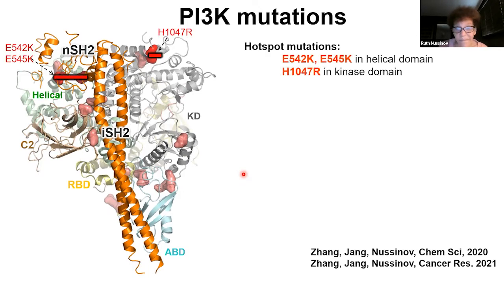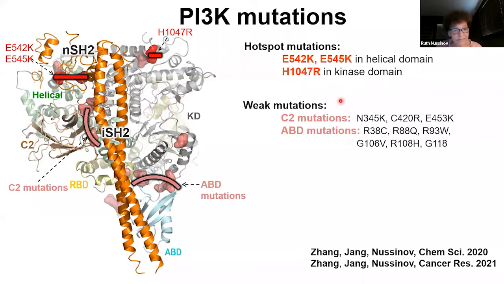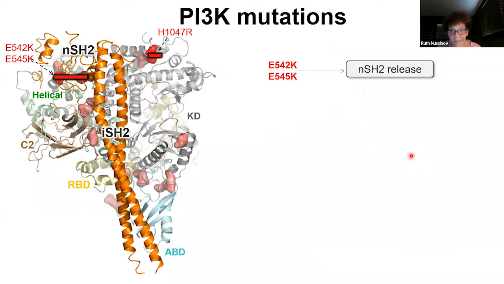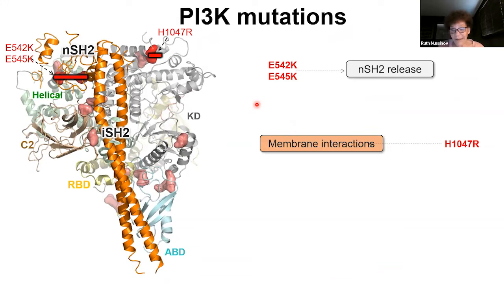So what we then do, we look at the hotspot mutations, these two right here. They are at the interface between the NSH2 and the helical domain, and this one, the 1047, which is in the kinase domain at the membrane surface. And there are several additional mutations, which are weaker mutations here, which we also look at. So these two are involved in NSH2 release, and this one in membrane interactions. This is what we observe.